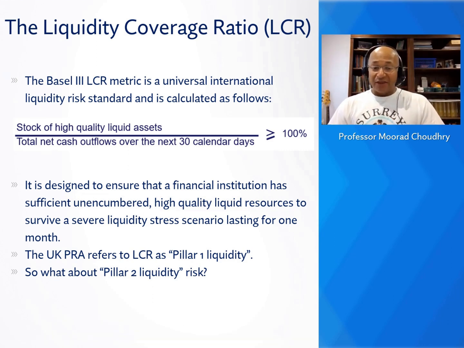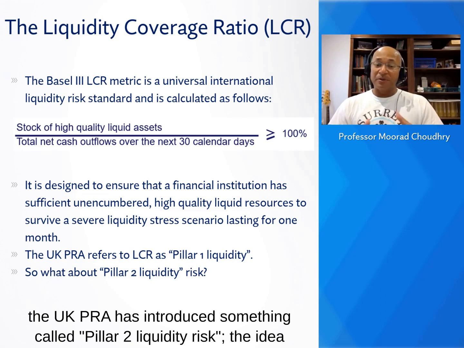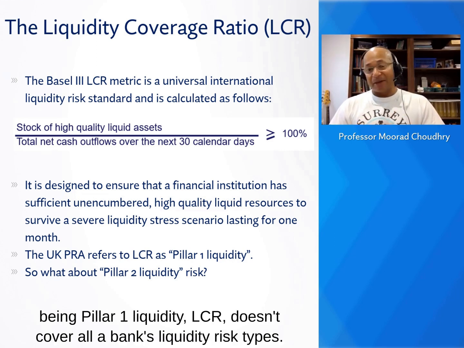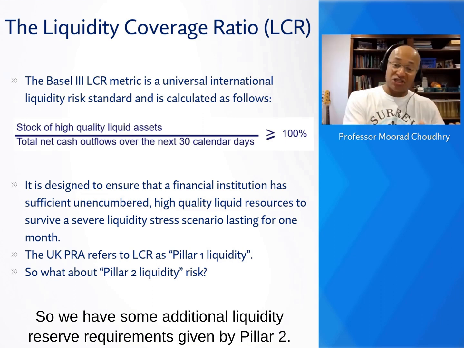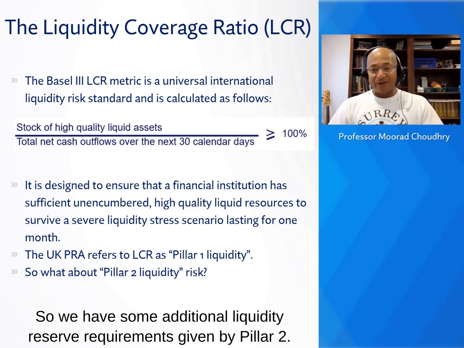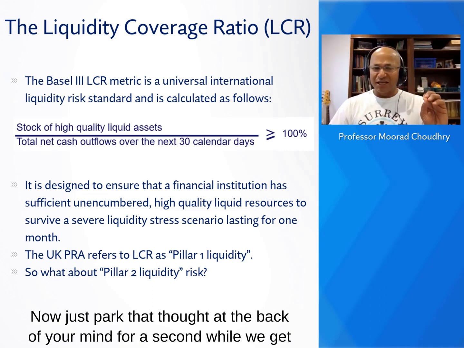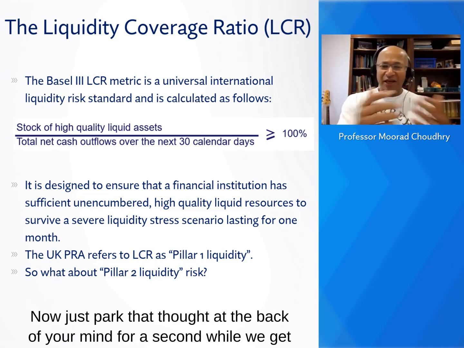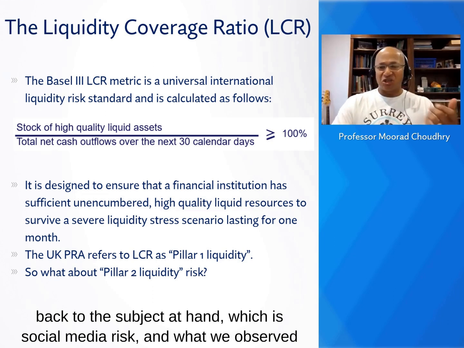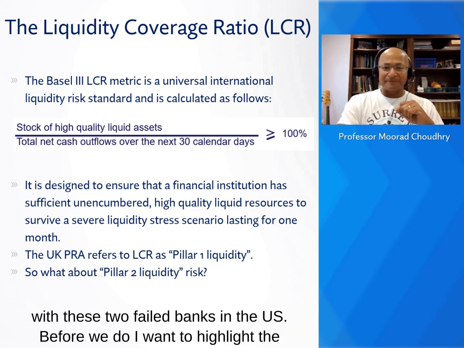So in the same way, the UK PRA has introduced something called Pillar 2 liquidity risk. The idea being Pillar 1 liquidity, LCR, doesn't cover all a bank's liquidity risk types. So we have some additional liquidity reserve requirements given by Pillar 2. Now just park that thought at the back of your mind for a second while we get back to the subject at hand, which is social media risk and what we observed with these two failed banks in the US.